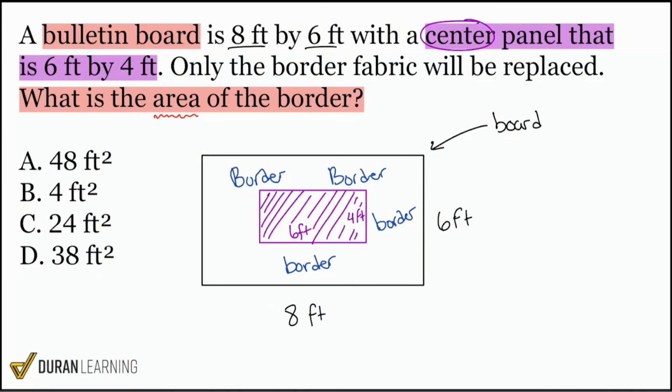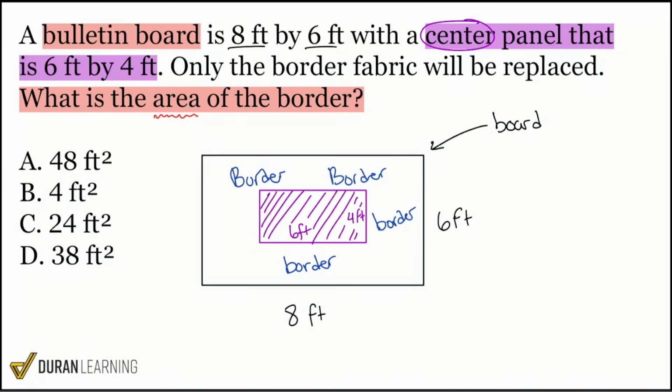Because that's exactly what's about to happen. Let me share with you here. Step 1, we're going to find the area of the board. Step 2, I'm going to find the area of the panel. Step 3, I'm going to subtract. One more time. I'm going to find the area of the board, then I'm going to find the area of the panel right here in the middle. And then I'm going to subtract because, again, I only want the area of the border.